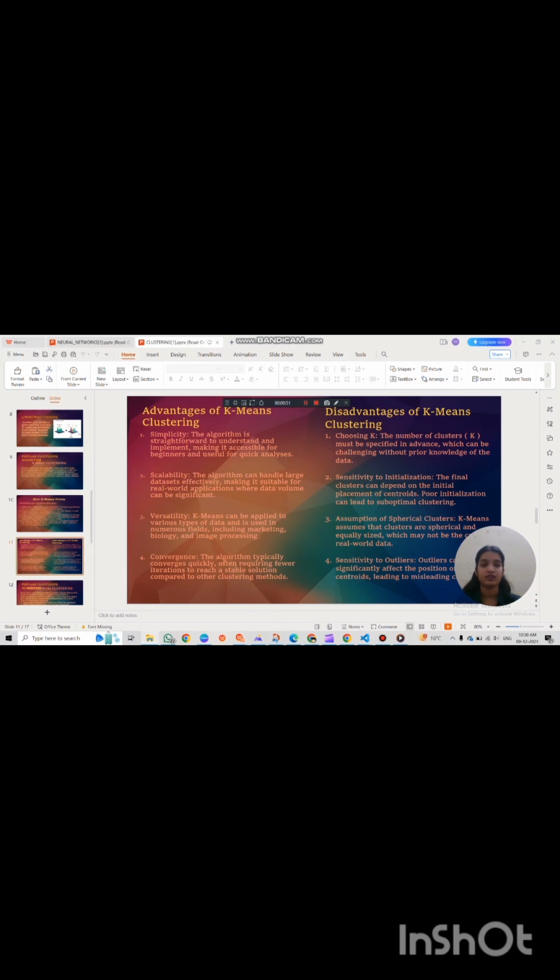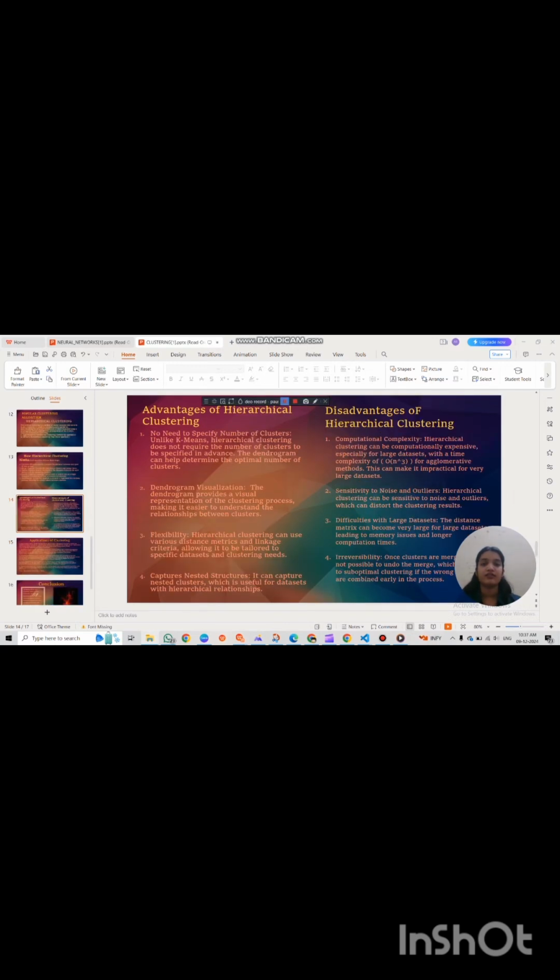Let's discuss some disadvantages. Number 1. Choosing K. The number of clusters must be specified in advance, which can be challenging without prior knowledge of the data. Number 2. Sensitivity to initialization. The final clusters can depend on the initial placement of centroids. Poor initialization can lead to suboptimal clusterings. Number 3. Assumption of spherical clusters. K-means assumes that clusters are spherical and equally sized, which may not be true in real-world data. Number 4. Sensitivity to outliers. Outliers can significantly affect the position of centroids, leading to misleading clusters.